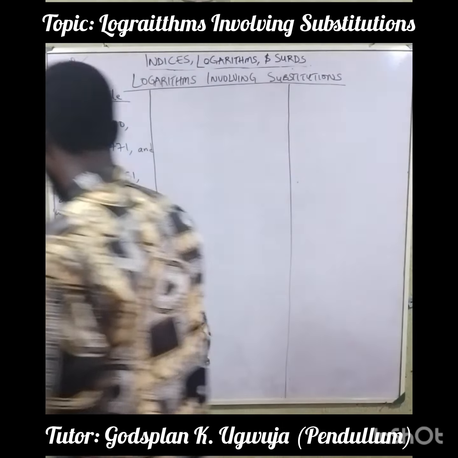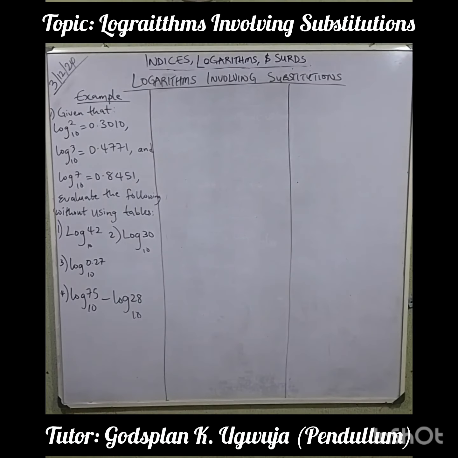All right, so let's solve this example so that you see exactly what I mean. Let's take them one by one. First of all, we have to evaluate log 42 base 10. Like I said, you are going to express 42 as a product of 2, 3, and 7.